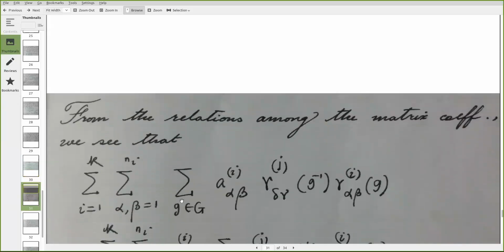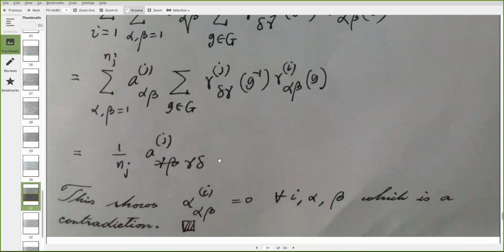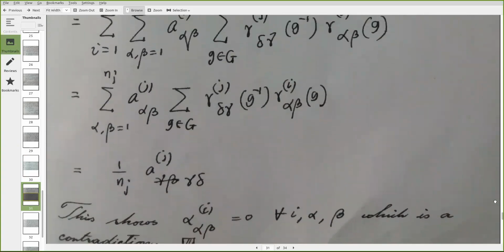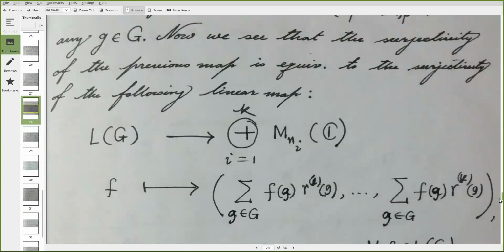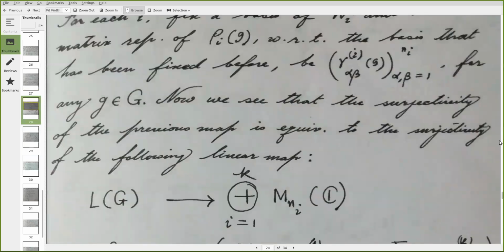And from the relation that this is 0, a_j gamma delta has to be 0. This is true for any j and delta, gamma. So that shows all the scalars are 0, which is a contradiction because we assumed that the linear functional is a non-zero linear functional. So that shows that this map is an isomorphism.